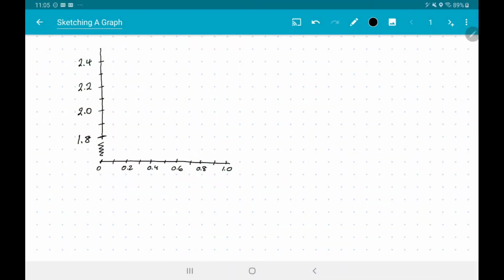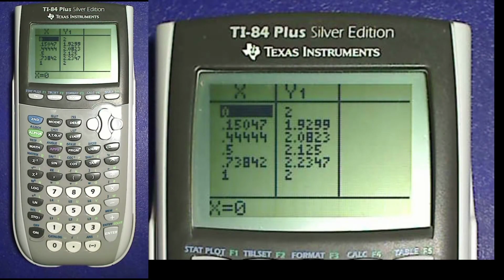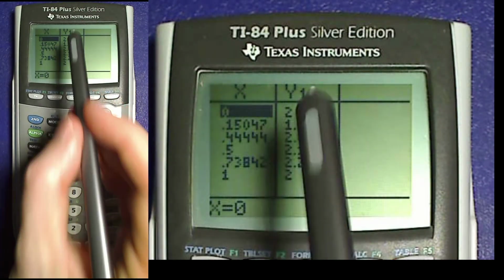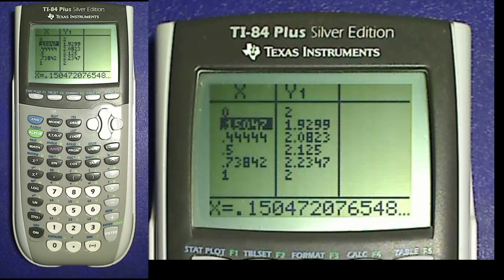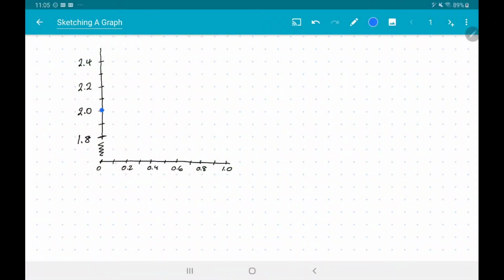Okay, so first, let me change colors again. So there's a point at 0, 2. That's right there. The next one is at 0.15, 1.93 or so. So 0.15 is about here, and then we're going to do 1.93, so that's going to be about there. And that, remember, is the local minimum. So I'm going to draw a little bit of a minimum there to remind me of what that's supposed to be.